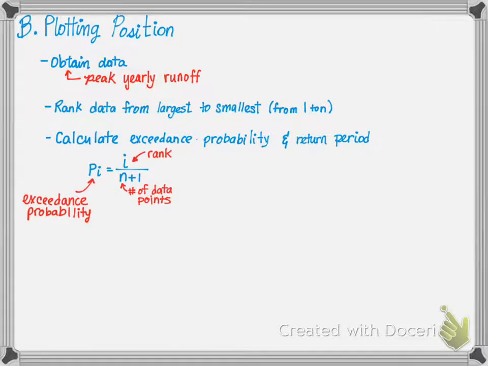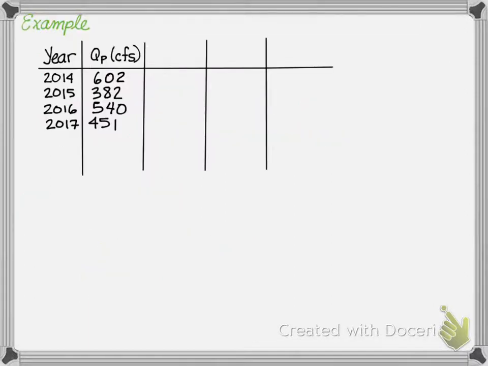The exceedance probability by definition is equal to the rank divided by n plus 1, while the time period is 1 over probability, which will give you the return period. This is usually in years, since our data was in years. If our data was in months, this time would be in months, and it would correspond. So let's do an example to make it clear.